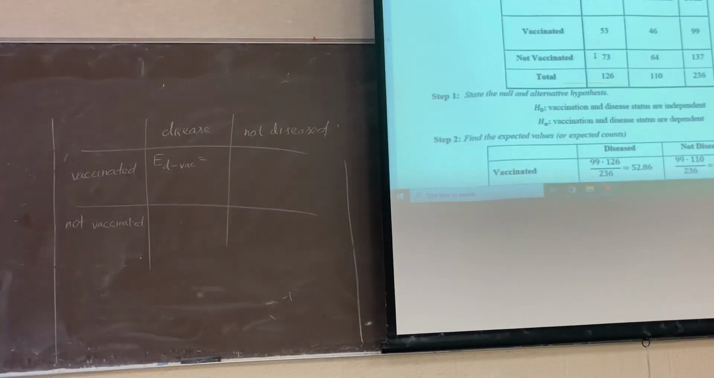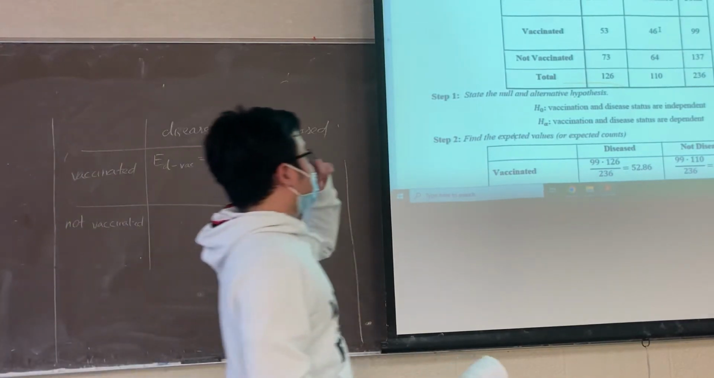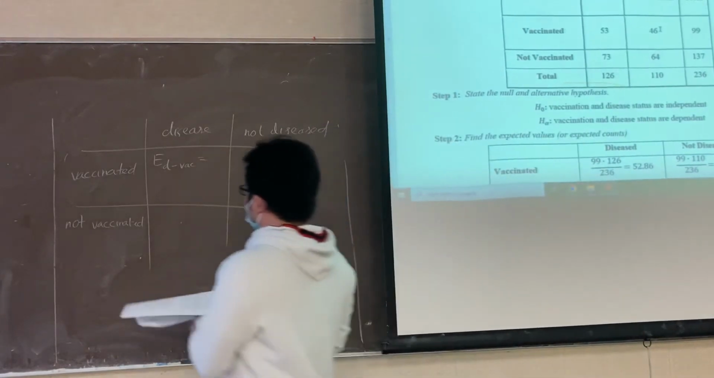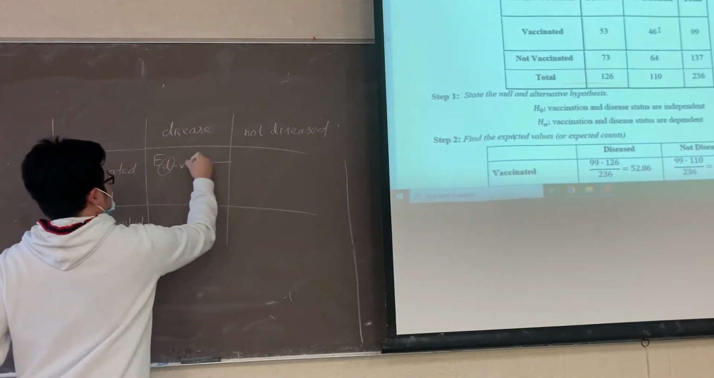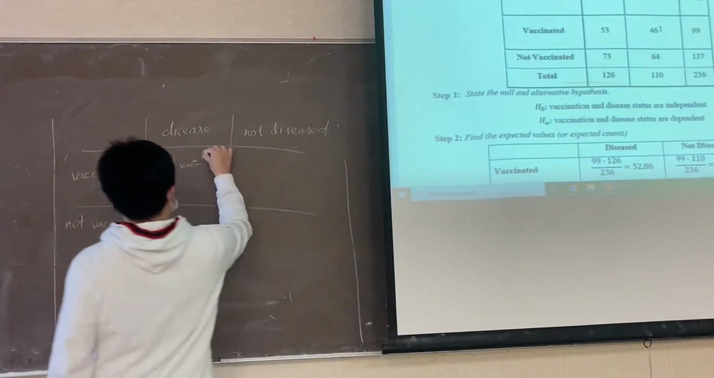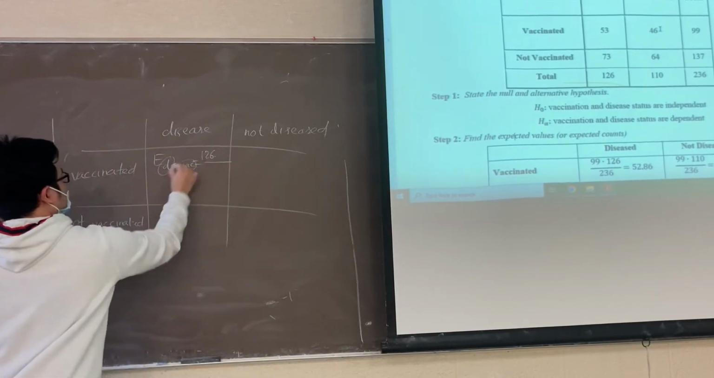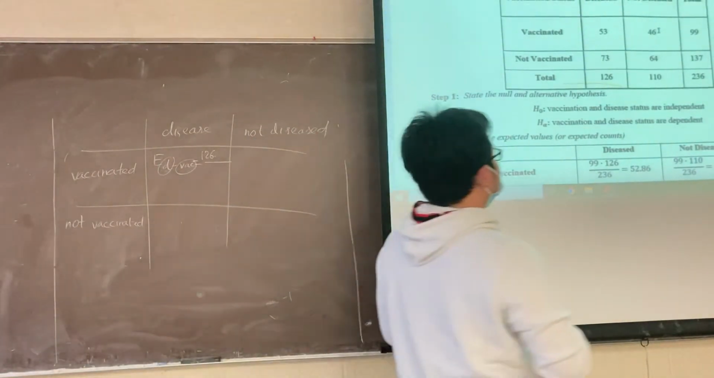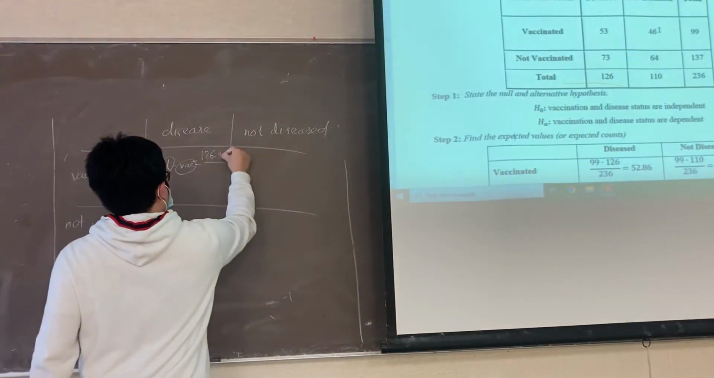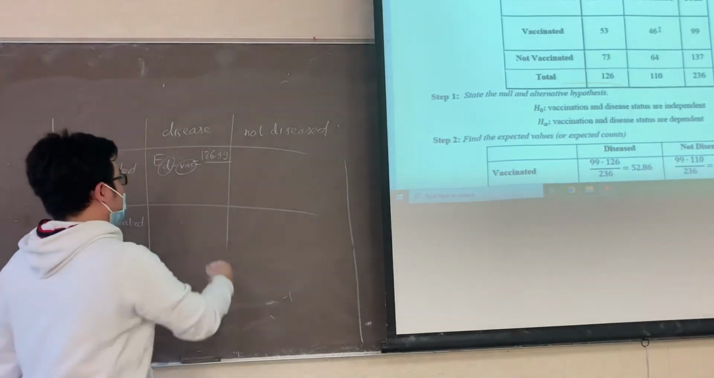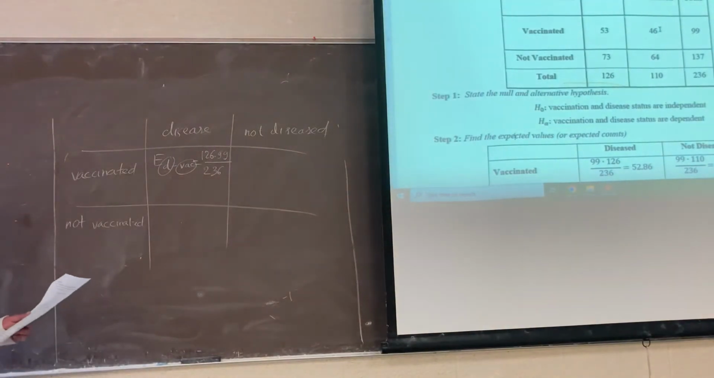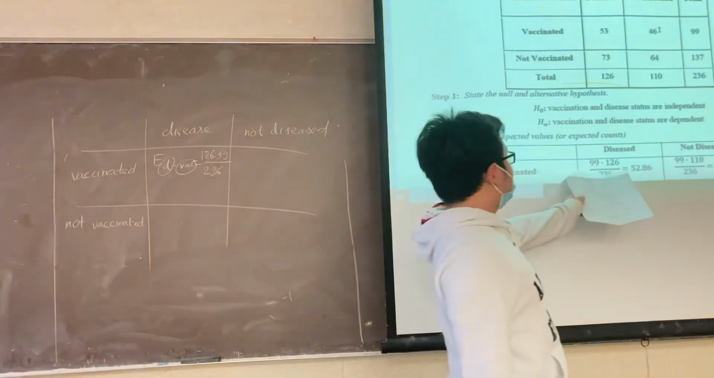How do we calculate this? You can see on the table. You will count the total of disease, because we have the disease here. The total for disease is 126. After that, we calculate the total of vaccinated, which is 99, over the total number of people investigated, which is 236. After that, we will get the result here like this.